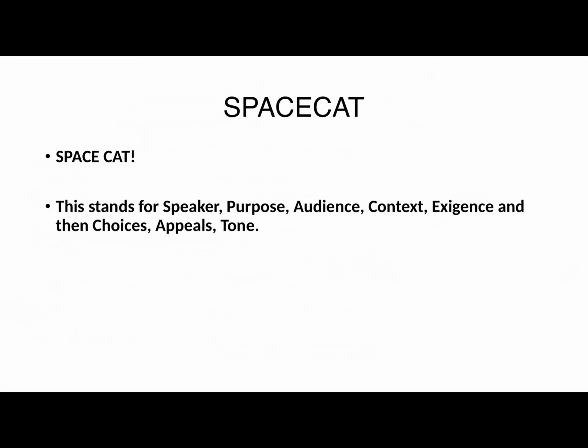Exigence is really what, again, we talked about with that idea of kairos. Why is a speaker required here? The choices: we can look at what specific choices the speaker or author made when putting their argument together. And the appeals we just sort of discussed there as well. So whichever acronym you want to use, they're both pointing you in a very similar direction, which is to think about how the author is specifically presenting their argument.